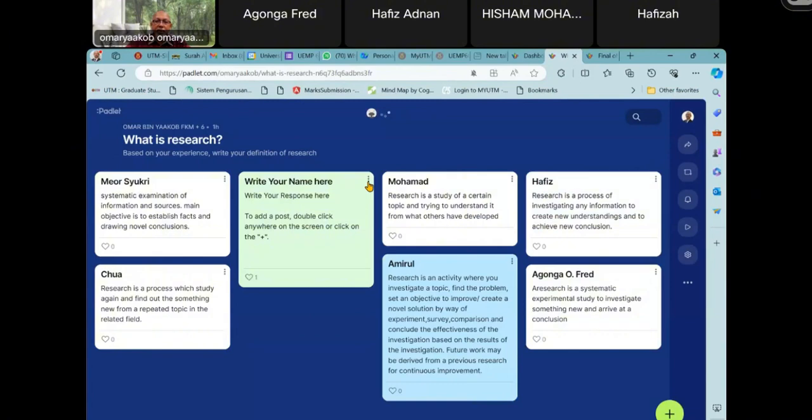Research is a collection of data, investigate, contribute new knowledge, improve existing application, and must follow a structured methodology, which involves objective, problem statement, literature review to solve user problem. Okay, so that is it.